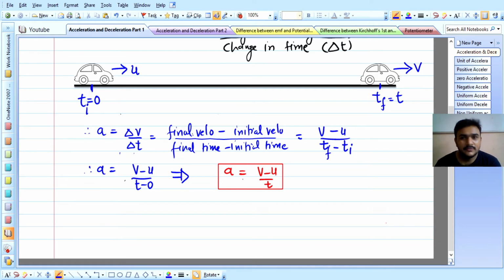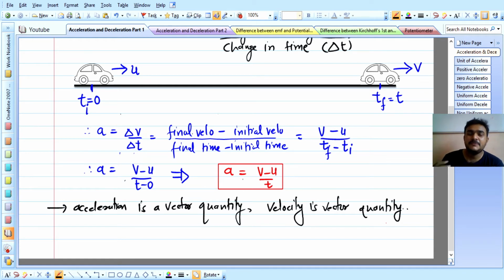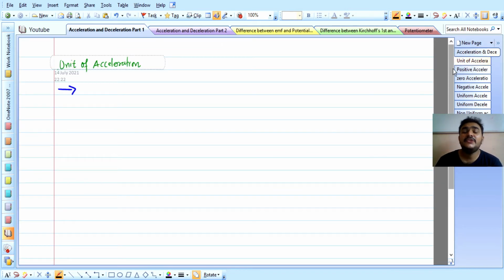Let me tell you, acceleration is a vector quantity. As we know that velocity is a vector quantity, acceleration is a vector quantity. Why? Because velocity is a vector quantity. As you know, in the expression itself, acceleration is equal to change in velocity by change in time. So if you measure the change in velocity, it has to be a vector, so acceleration is a vector quantity. Now let us understand the unit of acceleration.